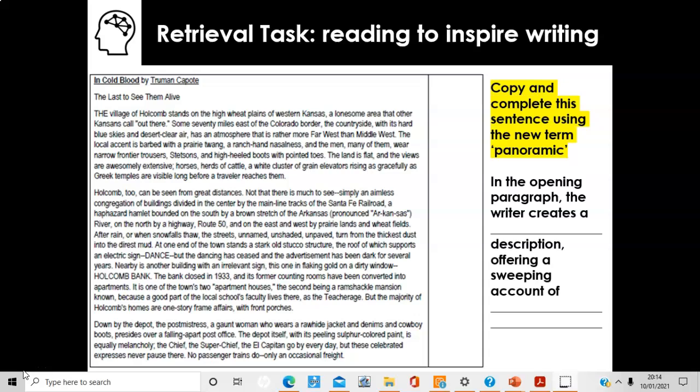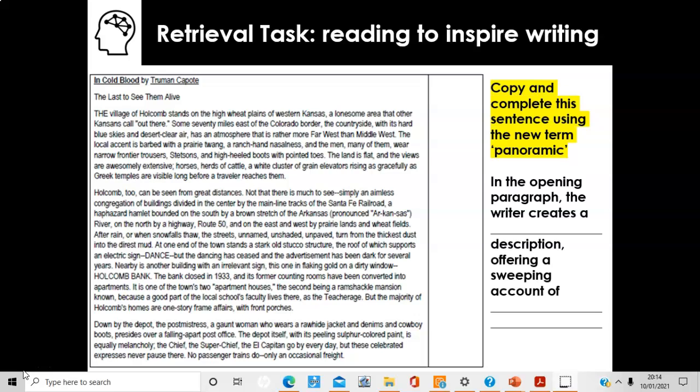Brilliant. So if you've used it there, give it a tick. Okay, offering a sweeping account of. So actually, how would we summarize that opening description? What is the panoramic, the wide view we're given? Brilliant. He gives us a sweeping account of the wheat plains of Kansas.